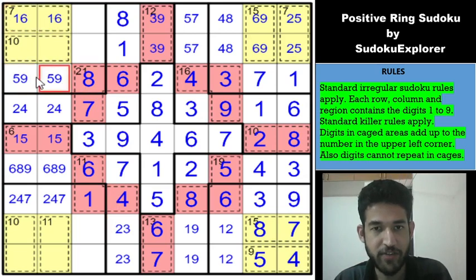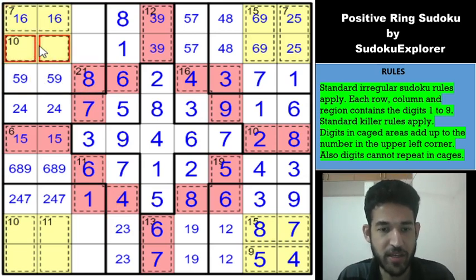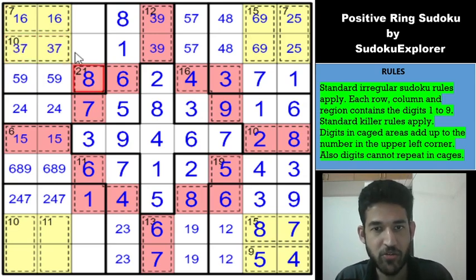Okay, 1, 6, 8, 5 and 9. So there is only one possibility here, which is 3 plus 7. Can't be 2, 8, can't be 1, 9, can't be 4, 6. So this would be 2 and 4. And this would be 5, 9.